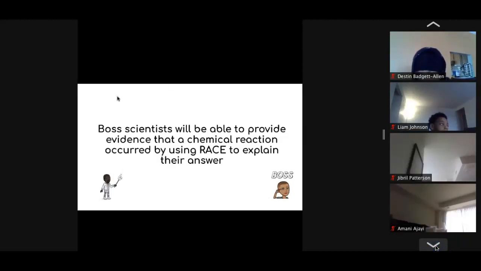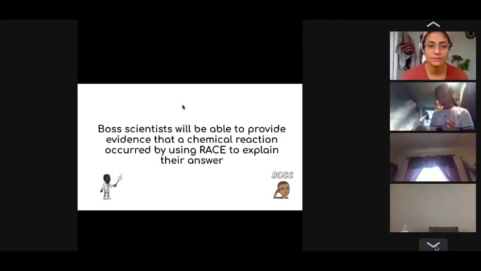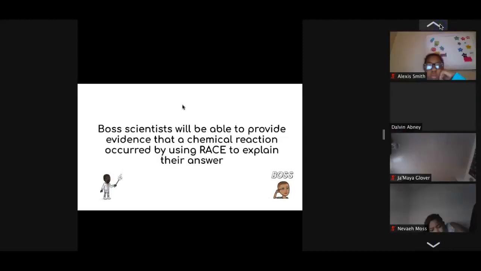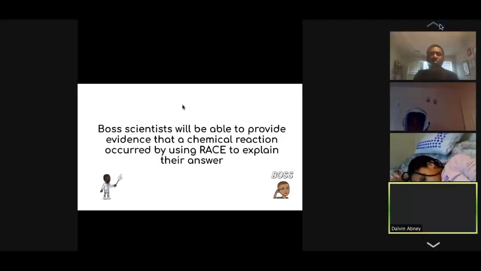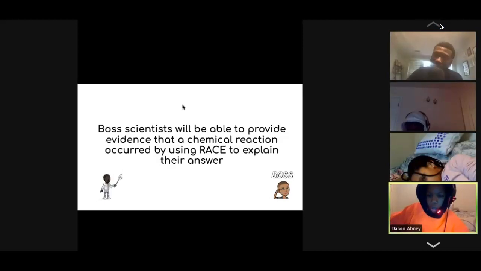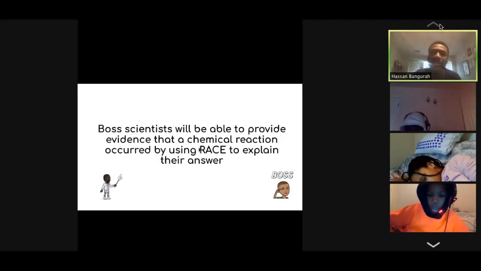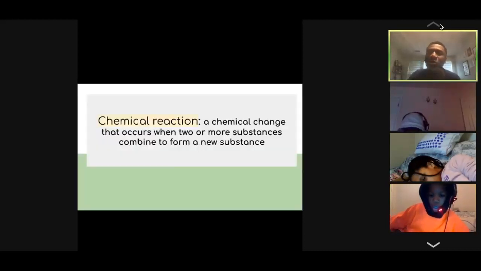Scientists will be able to provide evidence that a chemical reaction occurred by using RACE to explain their answer. That word is occurred, okay? Occurred means something happened. Nice job. So real quick, who can refresh my memory? What is a chemical reaction? Somebody just read this definition for me. Let's go, Jabril.